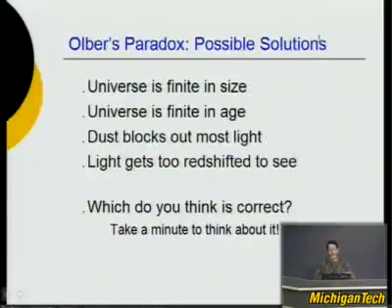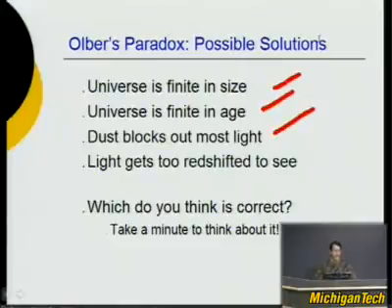So what is the solution to Olber's paradox? People have suggested solutions throughout the ages, ever since Olber suggested this. Is it that the universe is actually finite in size? It only goes out a little ways, maybe a long ways, but not so far. Maybe the universe is finite in age. Maybe it's not all that old. Maybe there's all this dust that blocks out most of the light. If you look down through the Earth, there's one big chunk of dust there that's blocking out the starlight. Maybe there's other chunks of dust elsewhere. Or maybe the light just gets too redshifted to see.